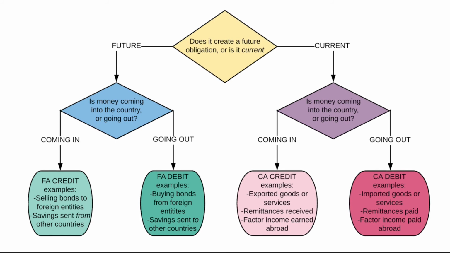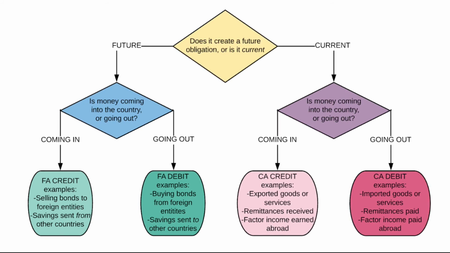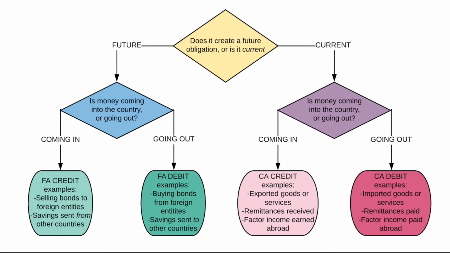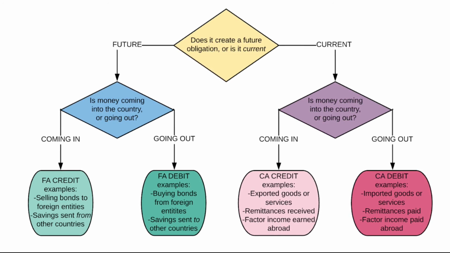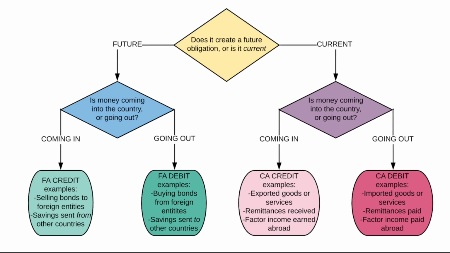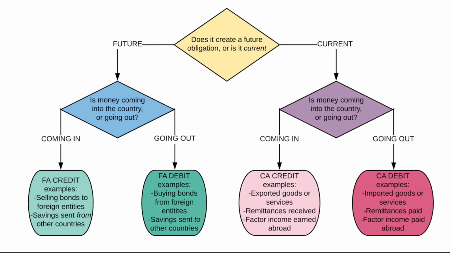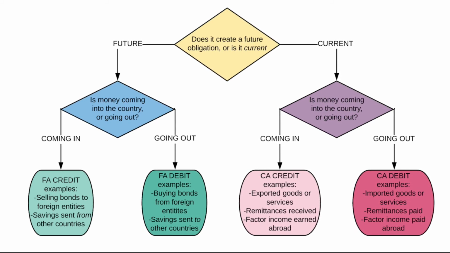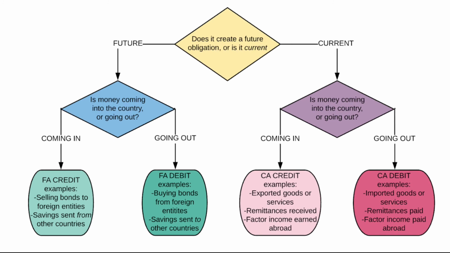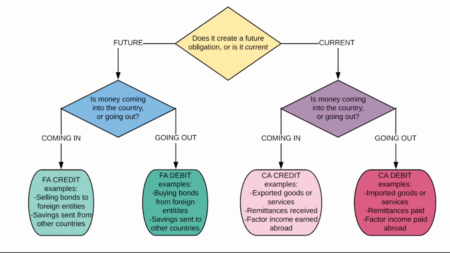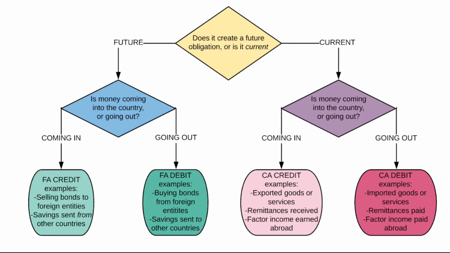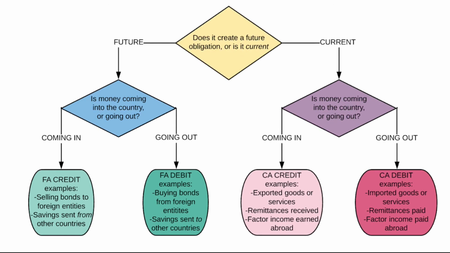And if you were going through the current route, you would ask, is money coming into the country or going out? If it were coming in, it would be a credit as well, and it would be exported goods or services, remittances received, and factor income earned abroad. And if it's going out, it would be the total opposite. So instead of exported, imported. Instead of received, paid, and instead of earned abroad, it would be paid abroad.